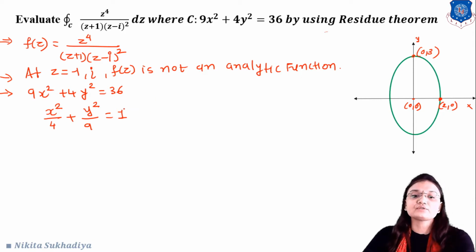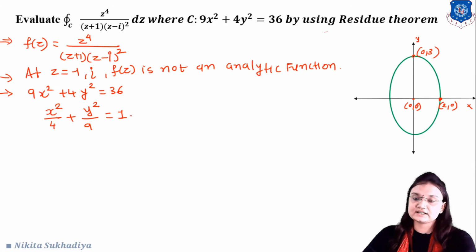So here we have the ellipse in the form x squared by 4 plus y squared by 9 equal to 1. And here we have 2 points for which our function f(z) is not analytic. The first is z equal to minus 1 and the second is z equal to i. Let us check whether both points lie inside this ellipse or outside it.